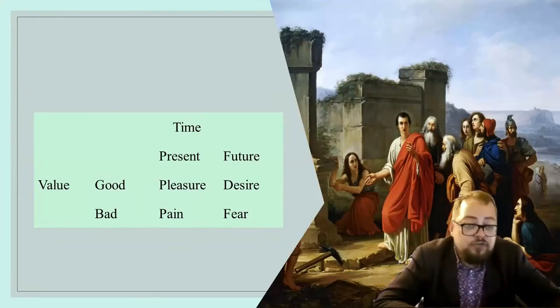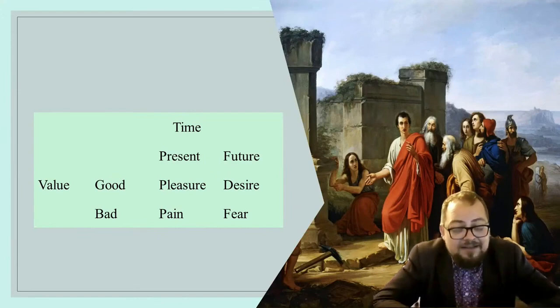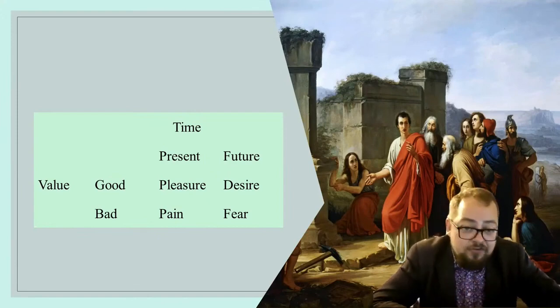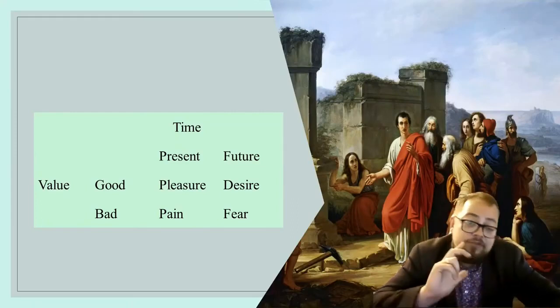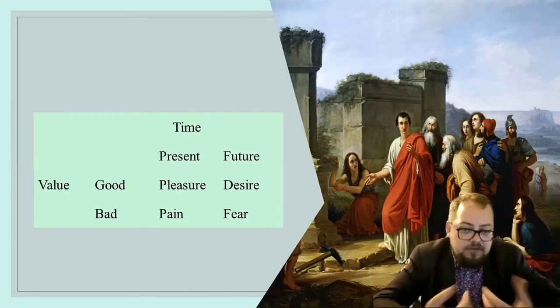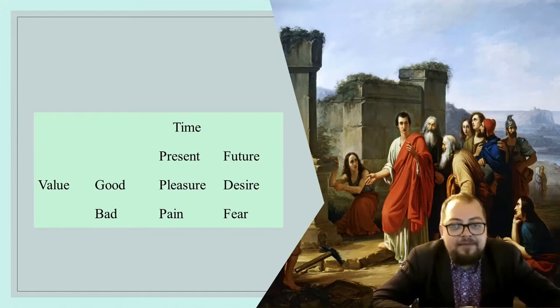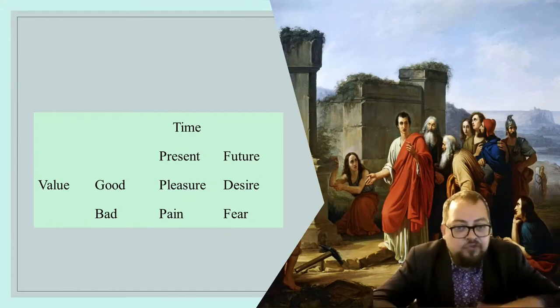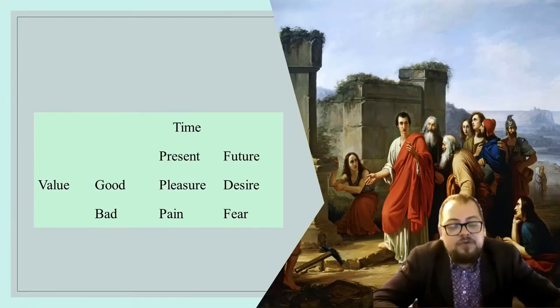So good emotions were pleasure and desire. Pleasure was in the present because we felt pleasure because of something that was happening to us. And the desire was aimed towards the future because we desired a thing that was not in our possession at the moment. Bad feelings were pain, which we can feel at present due to environmental influence, and fear, which we can feel towards future.